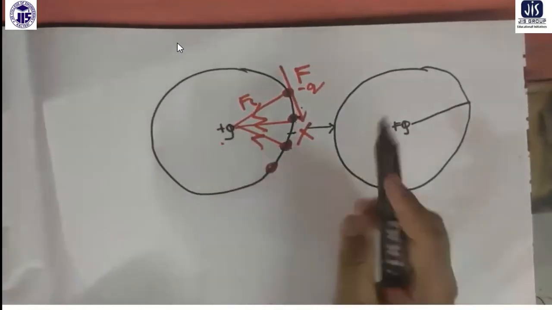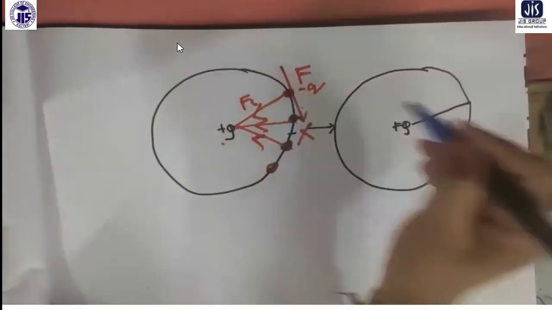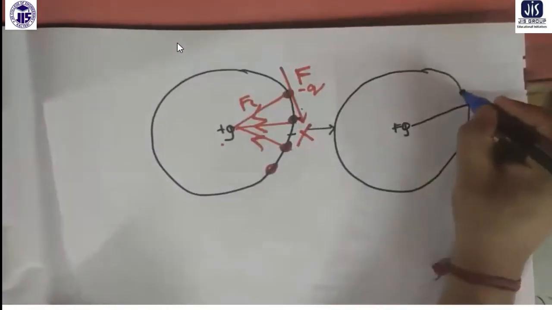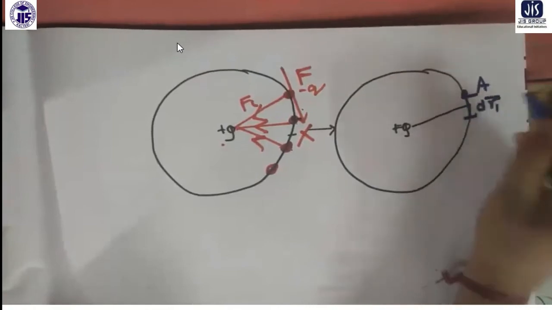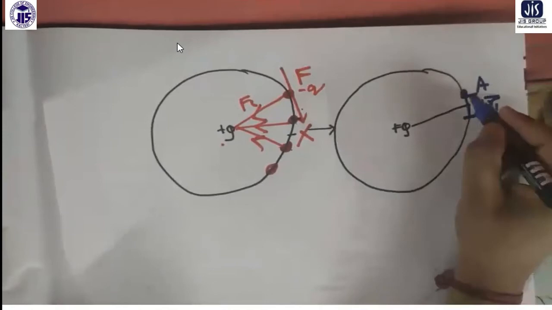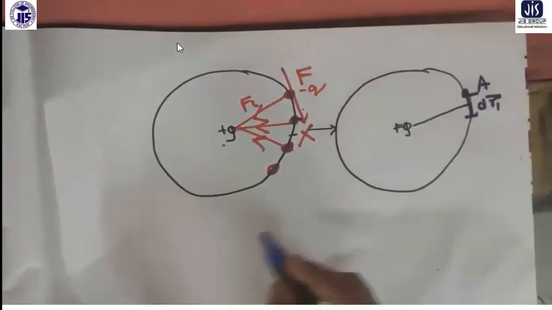Ultimately, as it is moving from here to there, the charge was initially here, maybe at some point A. Suppose it comes to this position and traverses a length dr1. Again, as it is moving from here to there, you are doing some work, F dot dr1.